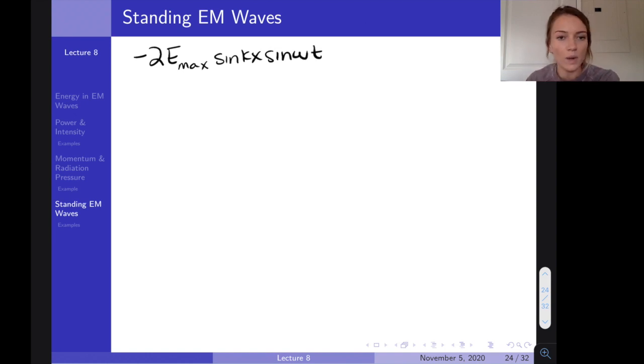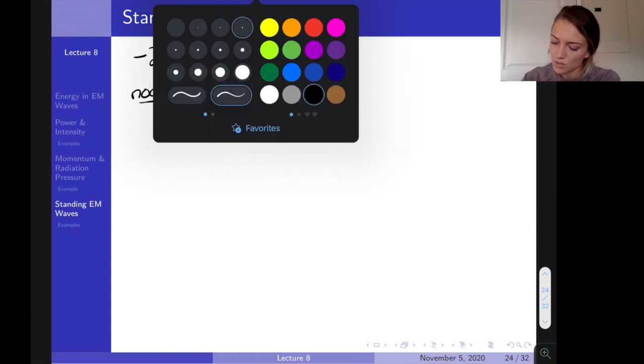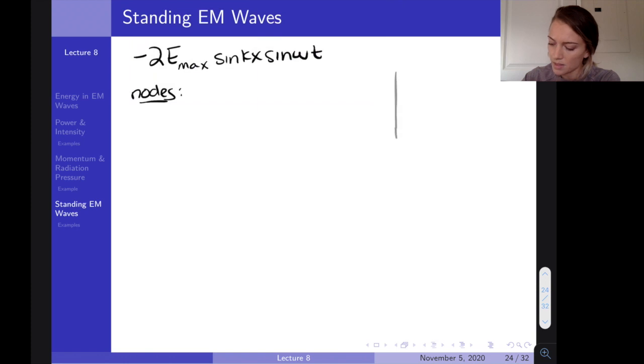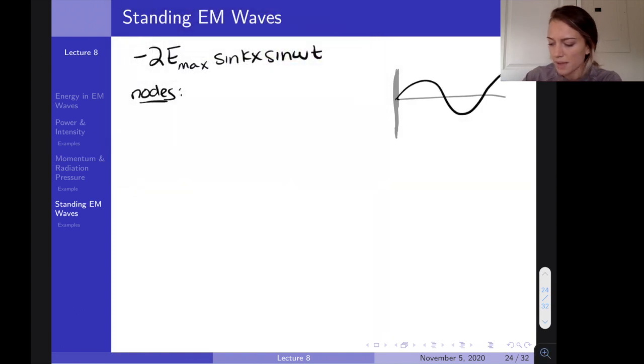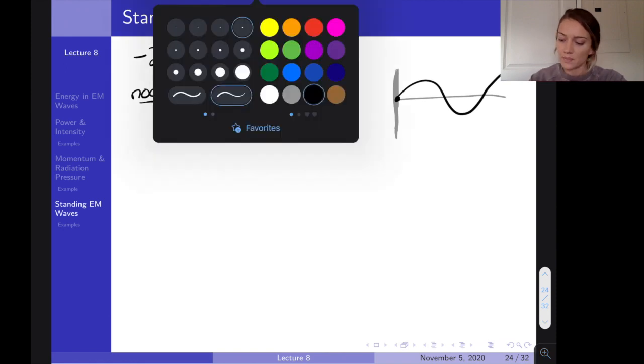So we want to find where the nodes are first. And now let's just draw, let's say this is our conductor here. We know that the electric field, because of our boundary conditions, is always going to be 0 at our conductor, right? Because its parallel component has to be 0. So our node will always at least be at x equals 0. So it's essentially similar to that string that's tied down at one end.